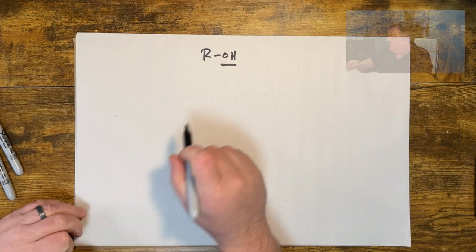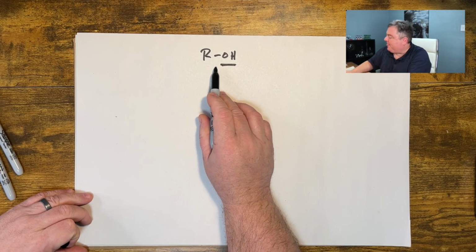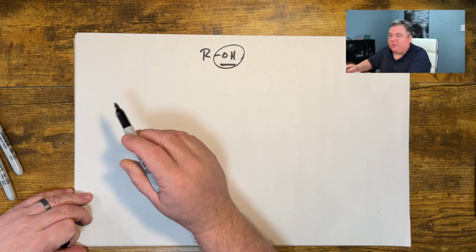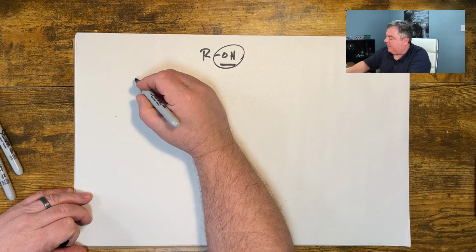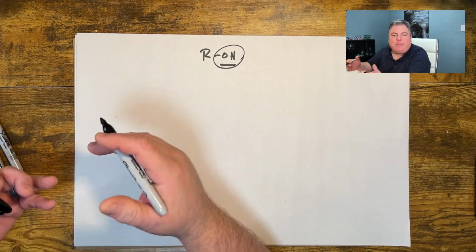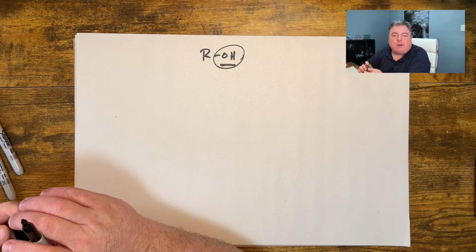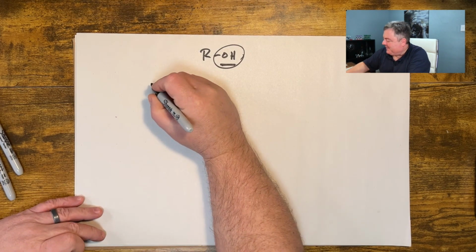In today's video, we'll be looking at the spectroscopy of alcohols. Alcohols are, of course, compounds with the hydroxyl or OH group on it. And we'll look at the IR, the mass spec, and the NMR of these types of compounds.